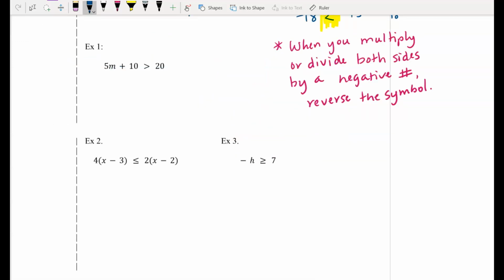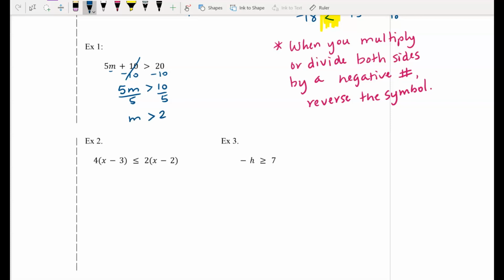Now let's solve some inequalities that have variables in them. So in example 1, my variable is m, and I want to undo everything that's done to m, just like I did with equations. So I'm going to start by subtracting 10 from both sides. That zeroes out, so 5m is greater than 10. I'm going to divide both sides by 5. So m is greater than 2.